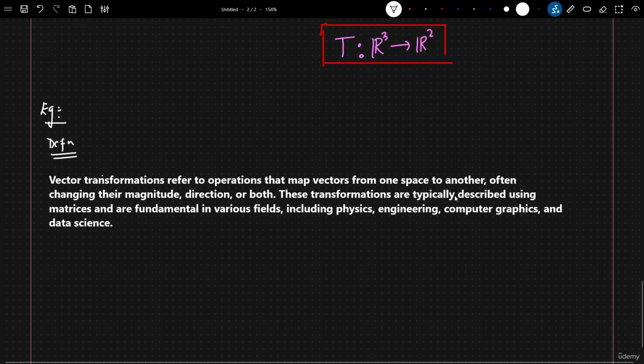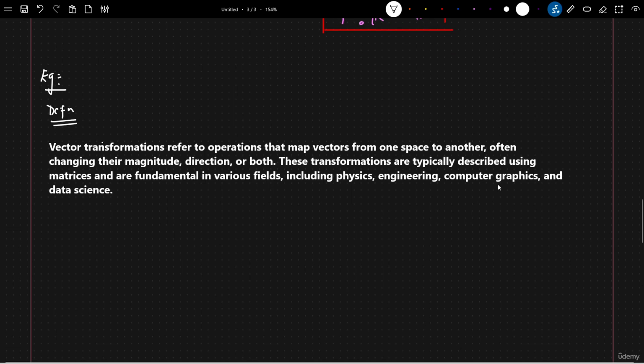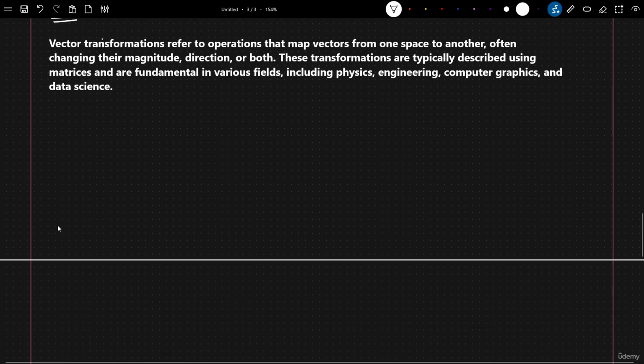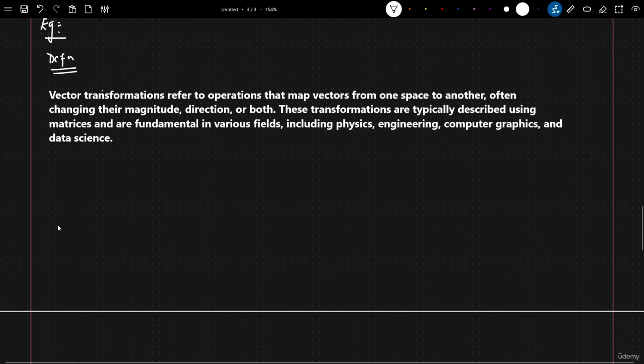These transformations are typically described using matrices and are fundamental in various fields, including physics, engineering, computer graphics, and data science. But I'm going to focus on two important things, computer graphics and data science. In the gaming industry, these kinds of transformations are heavily used. First of all, I'm going to talk about some examples where these are used. The first example is called scaling.